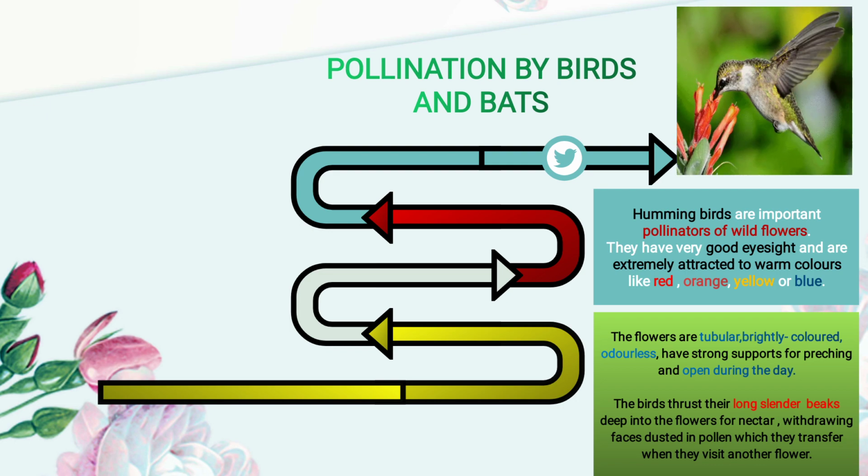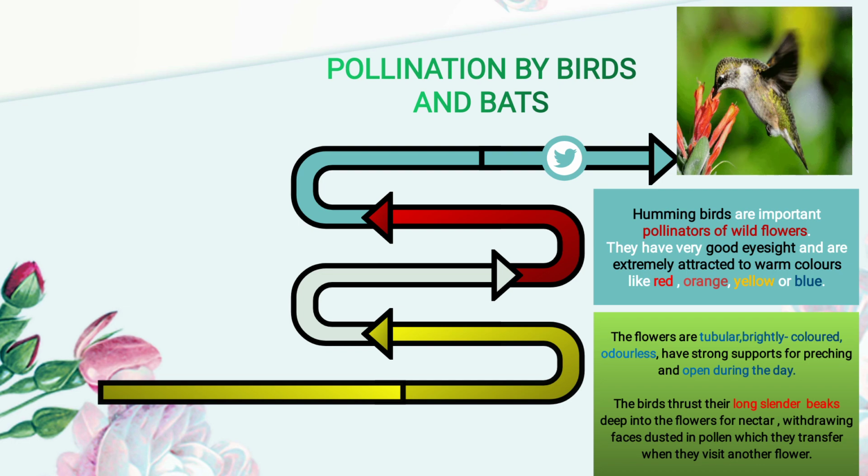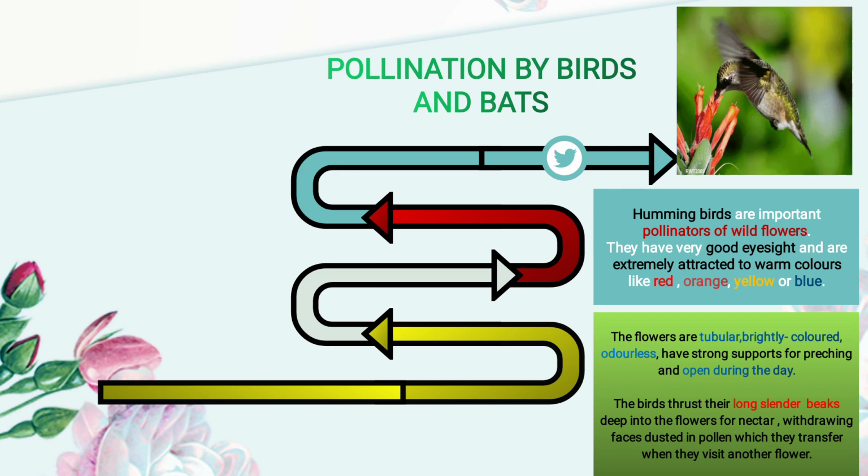The bird thrusts its long cylindrical beak. Now you see the hummingbird is sucking the nectar with the long cylindrical beak deep into the flower, withdrawing its face dusted in pollen. When it visits another flower, the beak with which it sucks the nectar contains the pollen grains, and when that hummingbird goes to another flower and sucks the nectar, a few pollen grains will get detached from the beak and fertilization will take place.